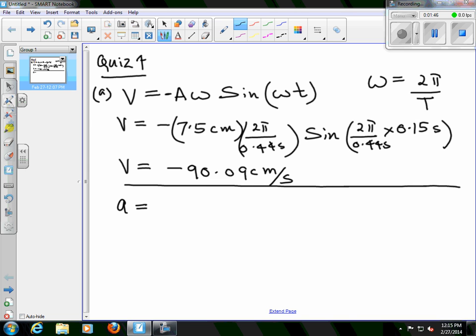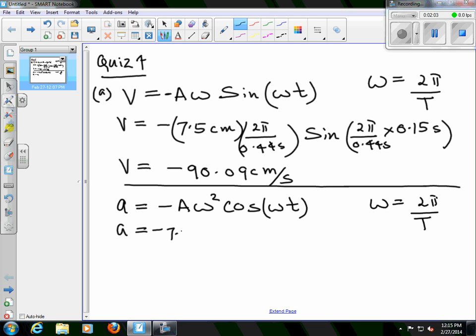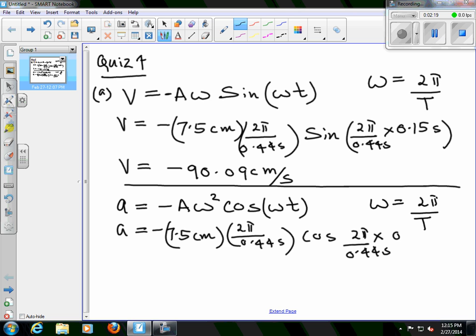And then the acceleration. Acceleration is, now still it's negative, negative A omega squared cosine omega t. Now your omega is 2 pi over T. So this is equal to negative 7.5 centimeters times 2 pi over 0.44 seconds squared, cosine of 2 pi over 0.44 seconds times 0.15 seconds. So we evaluate the acceleration at 0.15 seconds.